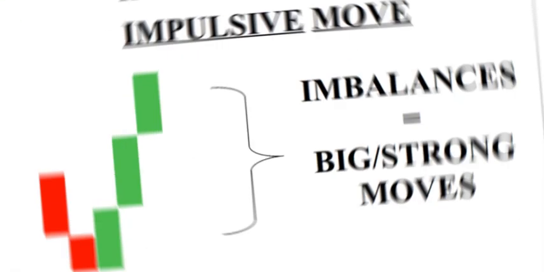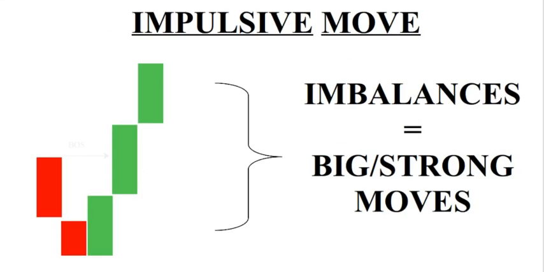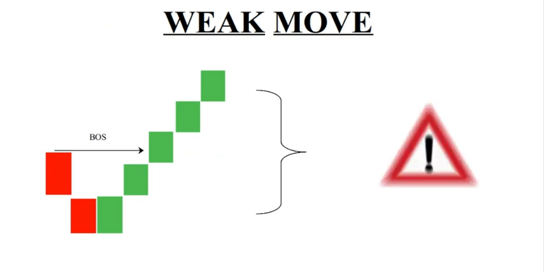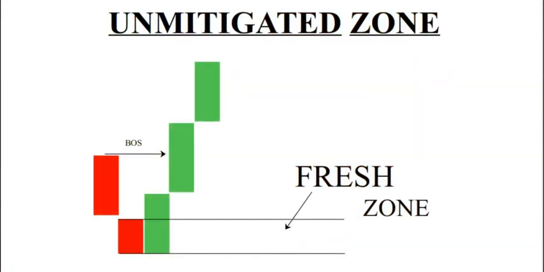2. Impulsive moves. The order block must break the structure with good, strong impulsive moves. We do not want to see a weak break of structure, because price wouldn't leave any kind of imbalances, and y'all know that it is these imbalances that move the price. 3. The order block must not be mitigated. This means that the order block must be fresh.